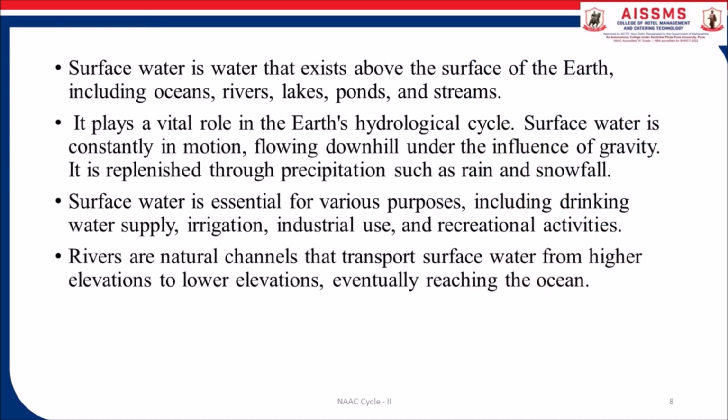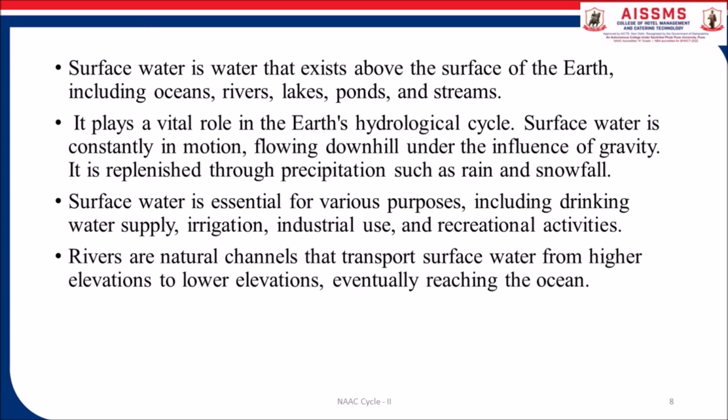Surface water is water that exists above the surface of the earth, including oceans, rivers, lakes, ponds and streams. It plays a vital role in the earth's hydrological cycle. Surface water is consistently in motion, flowing downhill under the influence of gravity. It is replenished through precipitation such as rain and snowfall.